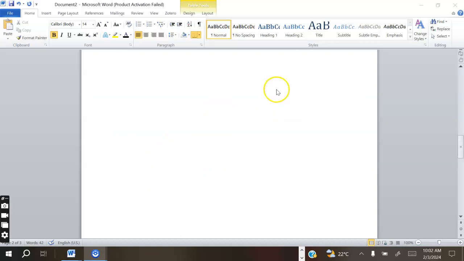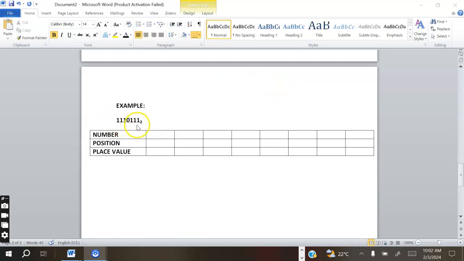Okay, let's move to our next example. That is 1110111 base 2. So write down the number 1, 1, 1, 0, 1, 1, 1. Okay, positions, we have 0, 1, 2, 3, 4, 5, 6. So it's at position 6. After that is where you multiply. You get the power.